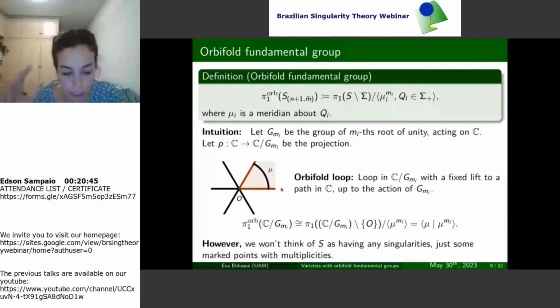But for our purposes, we're not going to think of S with its orbifold structure as having any points that are quotient singularities or anything like that. We're just going to use this business to distinguish points and say, no, okay, they're marked and they have multiplicities, and that's going to give us information when we talk about morphisms, which is what I'm going to do next.